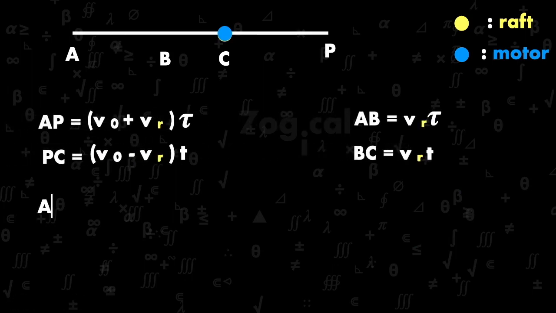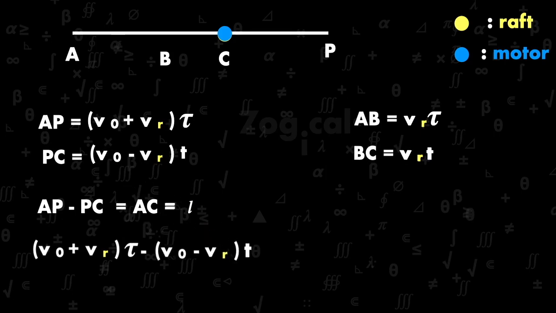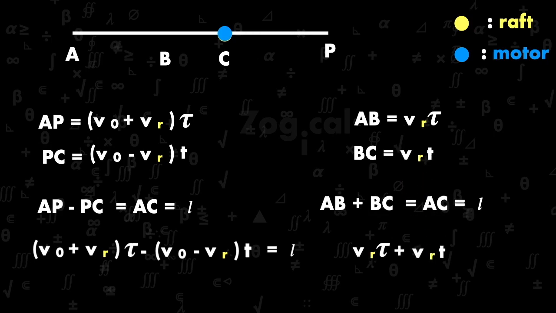According to the figure, AP minus PC is equal to AC, which is equal to L. This is AP and this is PC. Now it becomes (V0 plus Vr) into tau minus (V0 minus Vr) into t is equal to L. Similarly, AB plus BC is equal to AC is equal to L. So it becomes Vr into tau plus Vr into t is equal to L. Now we have these two equations.